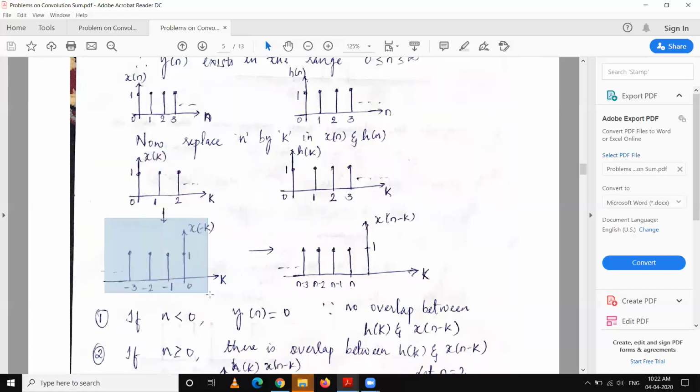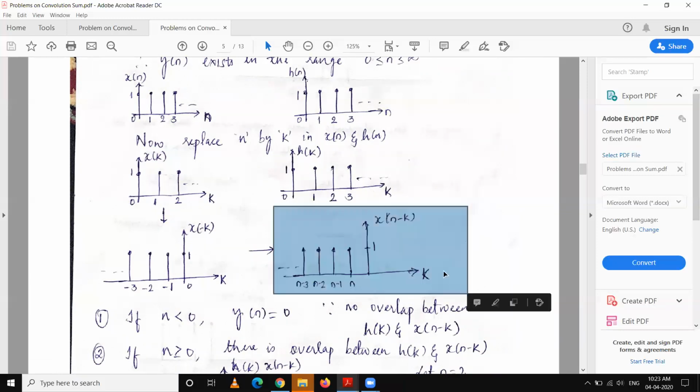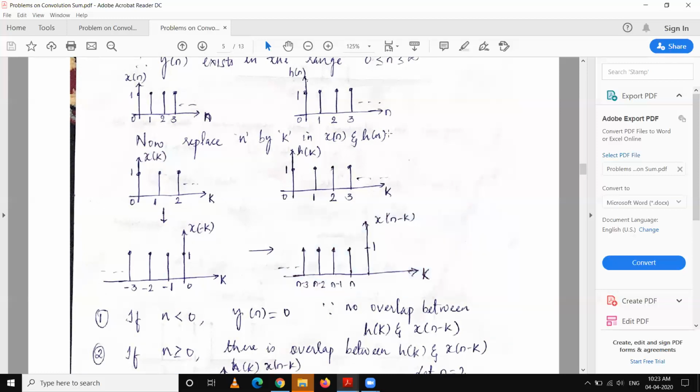Similarly, then we have to take the time shift. So just add n to the base indexes: n minus 1, n minus 2, n minus 3. So this is the sketch of the time shifting and time reversal. With this, now we have to see whether it is overlapping or not, to find the output y of n.